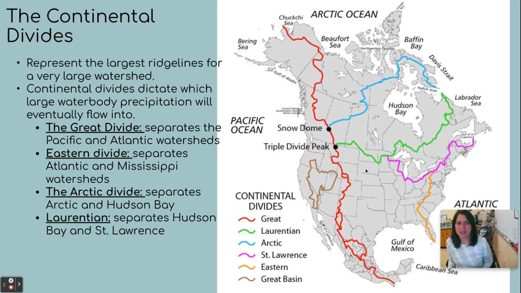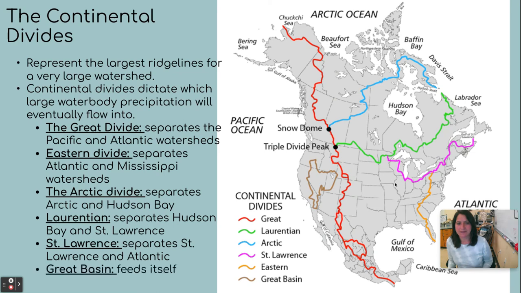Laurentian separates Hudson Bay and St. Lawrence. That's the green line right here. And then the St. Lawrence separates St. Lawrence and the Atlantic. And then the Great Basin right here, actually part of that's in California, feeds itself, which is interesting. And that's where most of Nevada is, part of Utah. So that means that rain falling on this side over here is all going to actually flow into the Great Basin and never actually leaves.